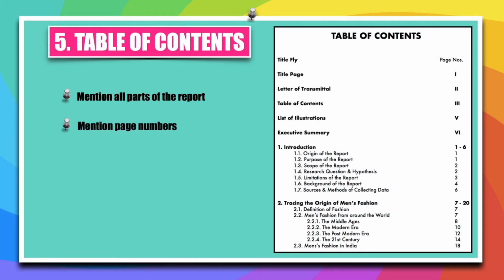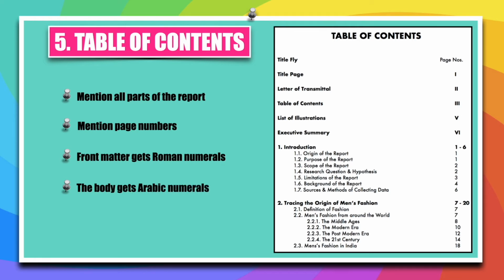Next, mention the page numbers on the right-hand side, as you can see here in the example. You will note that the front matter gets Roman numbering, as you can see here, and the body of the report gets Arabic numbering. You can see an example here.